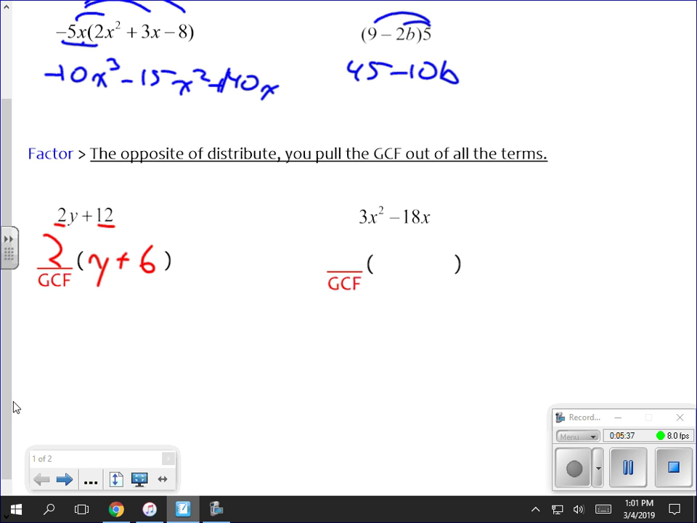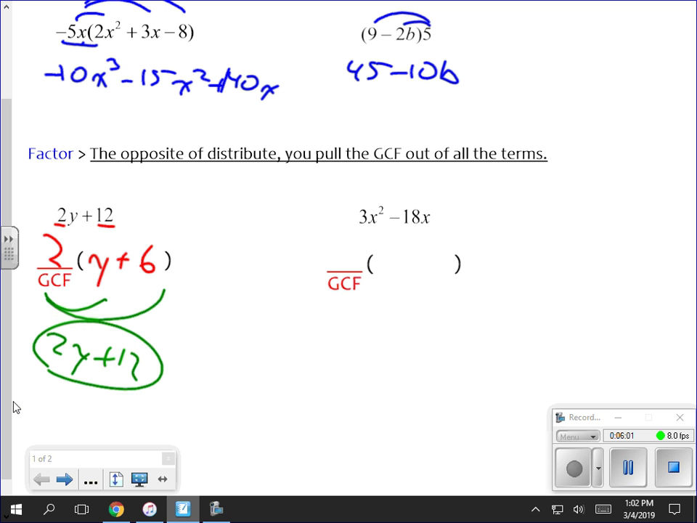What do you do? You distribute. See if you got what you started with. That's how you check your work. Okay. So if I wanted to check my work, I just, 2 times y gives me 2y. 2 times 6 gives me 12. I got the same thing I started with. I did it right. If you want to do that.